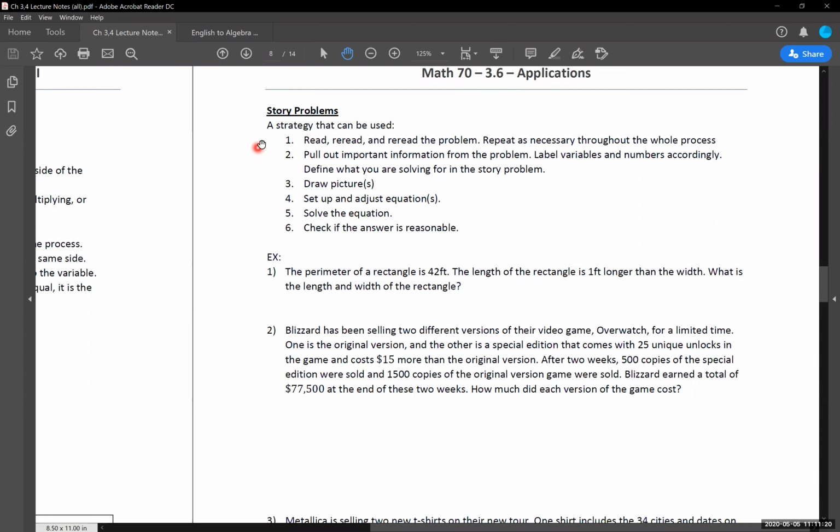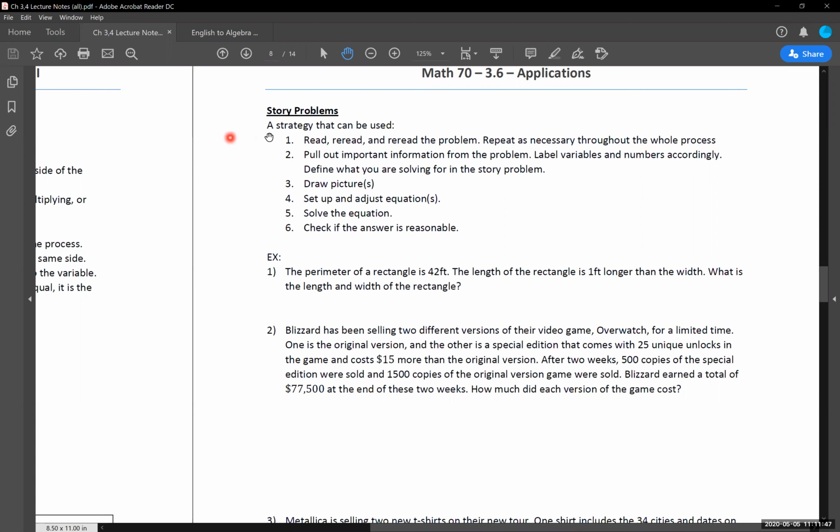So first and foremost, read, reread, and reread the problem over and over and over again. It cannot hurt you to keep reading this thing until you get a better, perfect understanding of what exactly is going on in the problem, what's the relationship between the variables, what's the relationship between the numbers, what numbers are useless, which ones are useful, anything like that. And go back and repeat this as necessary throughout the process.